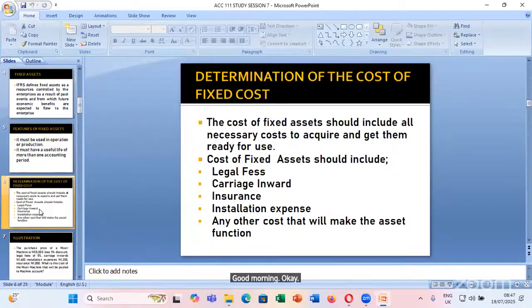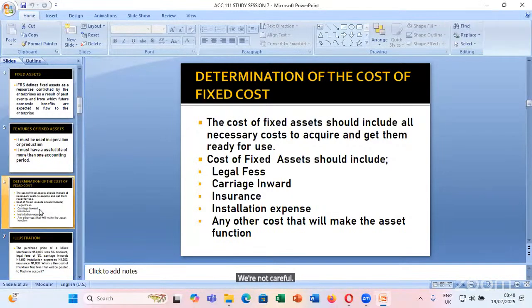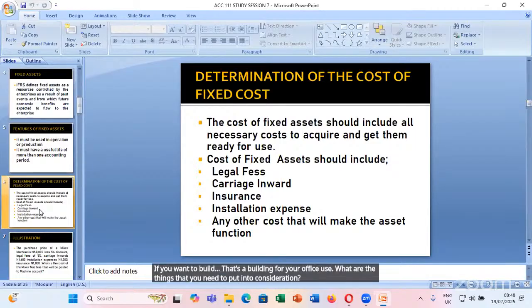Before the vehicle can be used, you have to get your license ready, and you have to get the road permit. You have to get all the documents intact before you can use the car. Yes. So all these things put together before you can use the vehicle are part of the cost. For instance, let's look at a building now. If you want to get a building for your office use, what are the things that you need to put into consideration before it can be used?